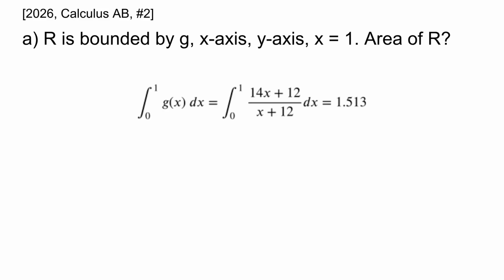We get the integral from 0 to 1 of g of x dx, which is the integral from 0 to 1 of (14x plus 12) all over (x plus 12). And since this is a calculator active question, we'll just use our calculator for this. That turns out to be 1.513.